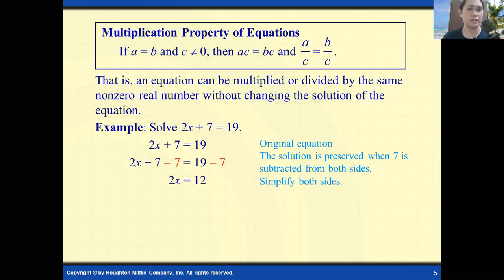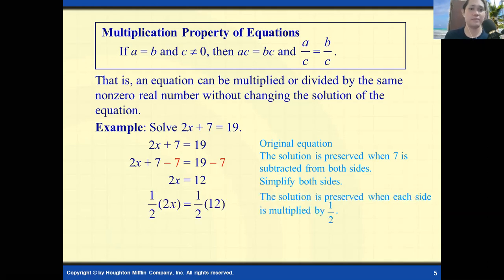So 2x is equal to 19 minus 7, which is 12. As you can see, just follow the step. Then simplify both sides. To simplify both sides, we divide both sides by 2 or multiply both sides by 1/2 by applying the multiplication property of equality or equations. So now, after multiplying both sides or dividing both sides by 2, that gives us x is equal to 6.